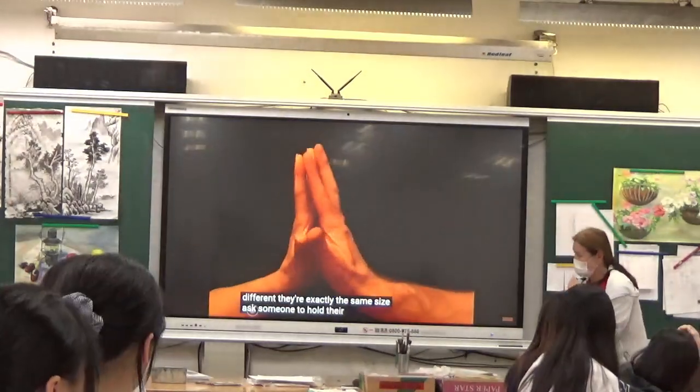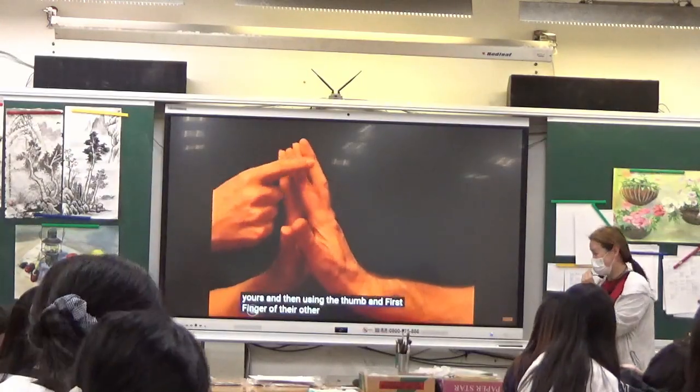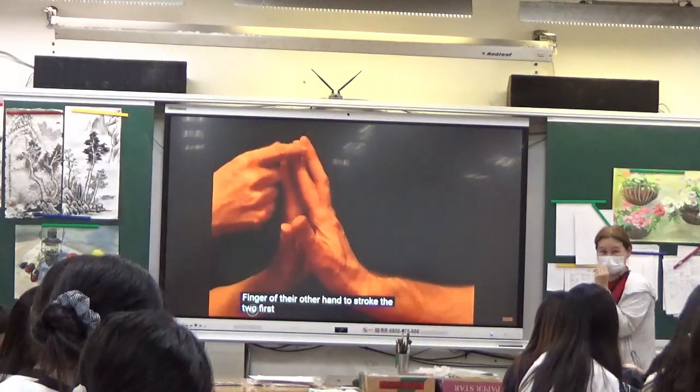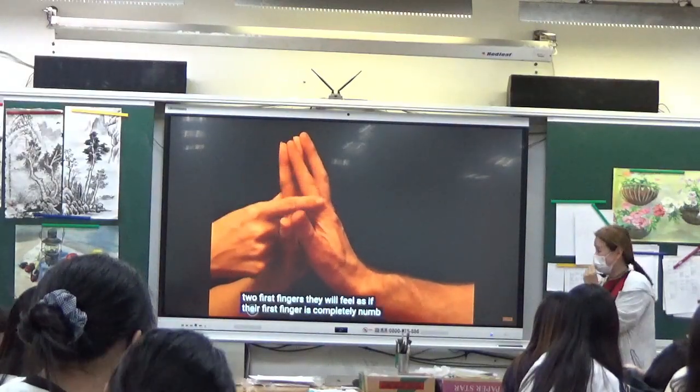Ask someone to hold their hand against yours, and then using the thumb and first finger of their other hand, stroke the two first fingers. They will feel as if their first finger is completely numb.